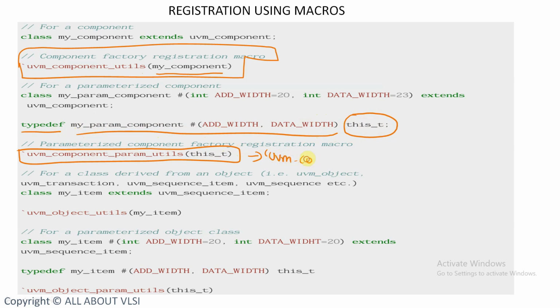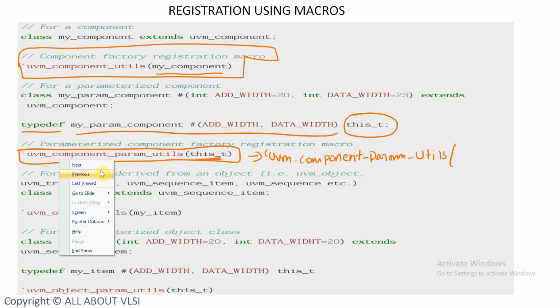`uvm_component_param_utils`. You can write down the entire class name, my_param_component #(int ADD_WIDTH, DATA_WIDTH). So instead of writing this entire line, you are using typedef and simply using this_t. So this is how you can register your component classes and parameterized classes with the factory.